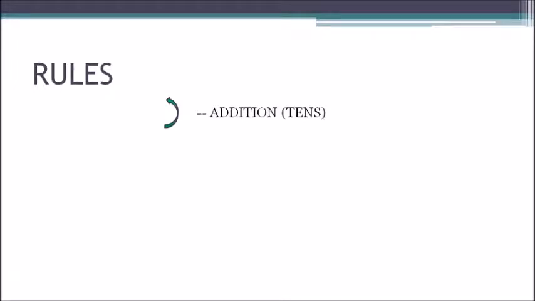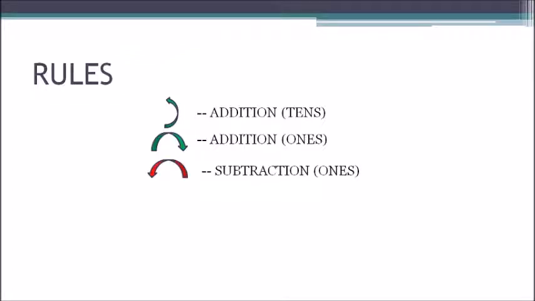we have to take one step towards up. For 1 tens, 1 step. For 2 tens, 2 steps. For 3 tens, 3 steps. And for addition of ones, we have to take 1 step towards right. For 1 ones, 1 step right. For 2 ones, 2 steps right. Then for 1 ones subtraction, we have to take 1 step towards left. And for subtraction of 1 tens, we have to take 1 step towards the down.